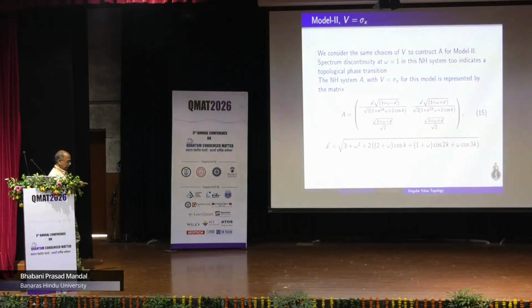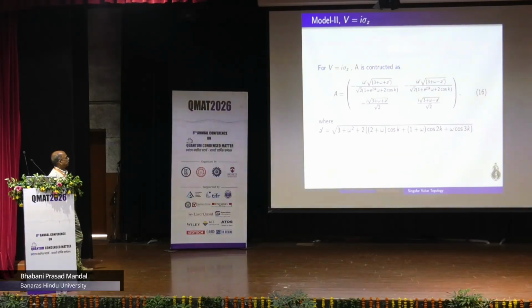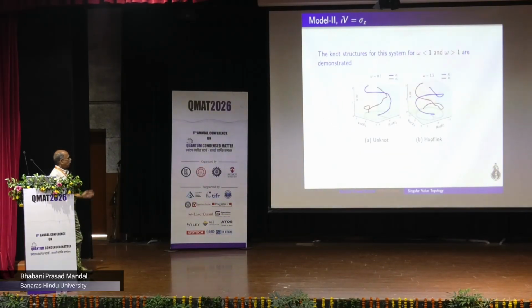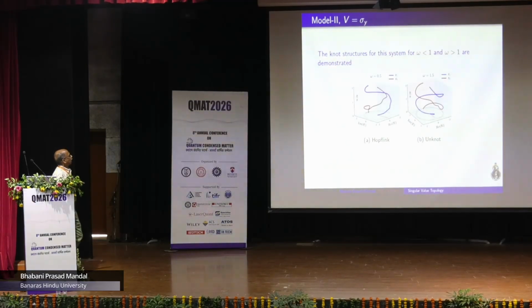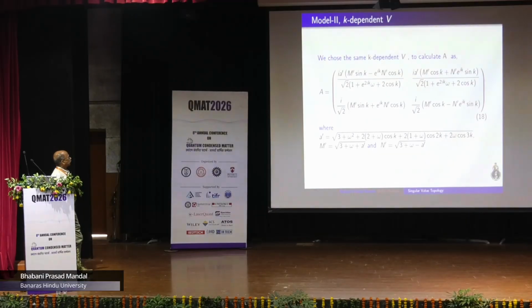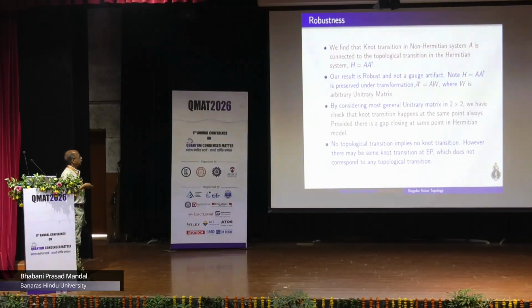Again, we consider the same exercise of choosing different V's, and we found there is always an unknot to knot transition. As long as you take the Pauli matrices, it is always unknot to Hopf link in this case. But when you take a kappa dependent choice, then the knot structure is different, but the transition happens at exactly the same point. So this is for k dependent: Hopf link to, now, an odd knot. So the knot changes.